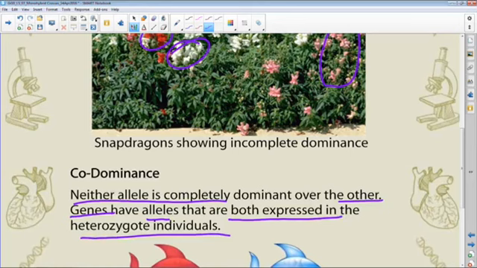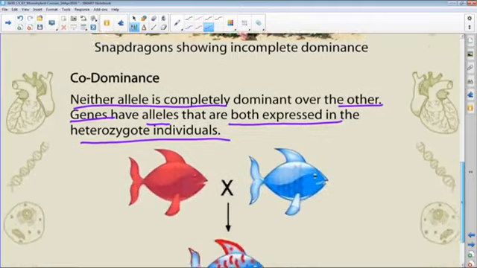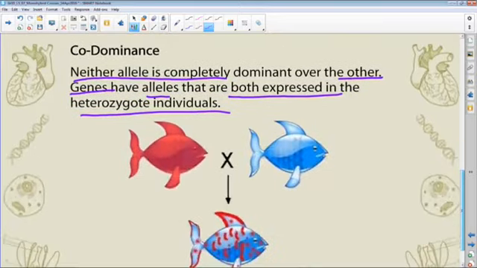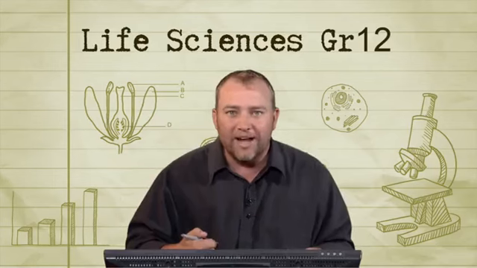So in other words, if I take a blue fish and I take a red fish and they mate, out comes a blue and red fish. Can you see it's not like mixed together? It's straight blue and red. If I take a black cow and I take a white cow and I integrate them, you're going to get a black and white spotted cow. That's codominance. How cool is that?